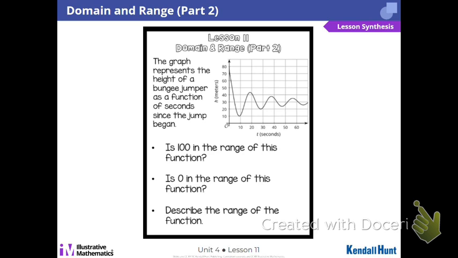Let's go over the summary together and then you're going to do the cool down. So the summary together, does 100 fit in this range? Does 0 fit in the range? Really? No. There's no output of 0 anywhere. So the range, what's the lowest it goes? 10. What's the highest it goes? 75. I got 75-ish. I got 70. Does everything in between work? Yes, because this is continuous, everything between works.